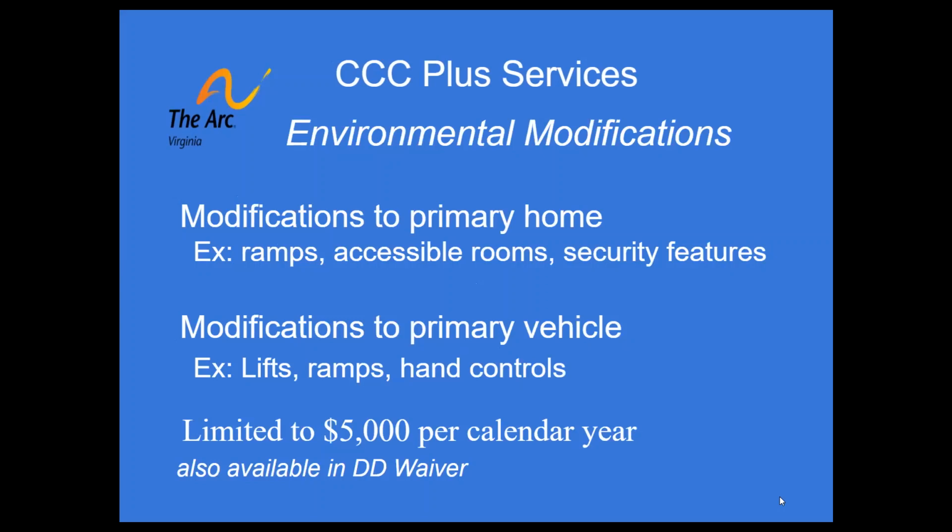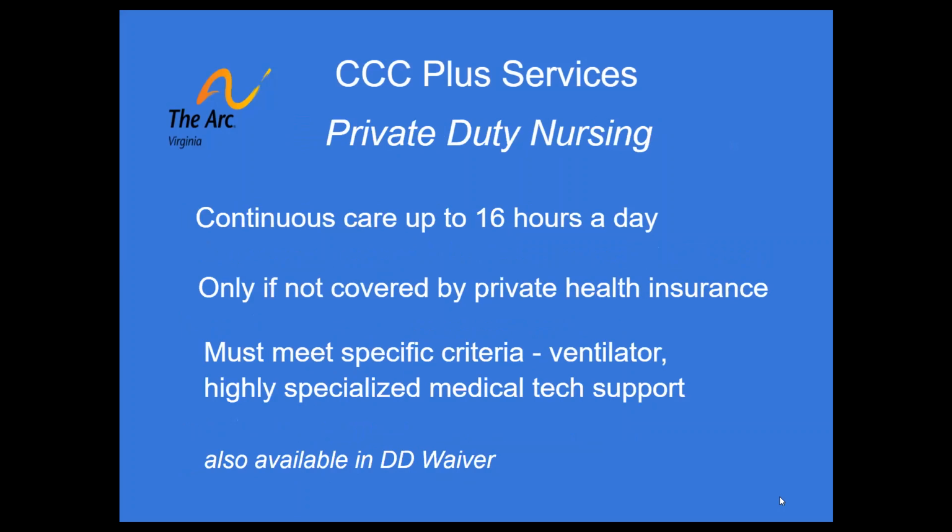Environmental modifications are physical adaptations to the home, vehicle, or work site that enable the person to function with greater independence and ensure the safety and welfare of the individual. Modifications to a primary home might be things like ramps, accessible rooms, security features. Modifications to a primary vehicle, some examples might be lifts, ramps, or hand controls. This is limited to $5,000 per calendar year, also available in the DD Waiver.